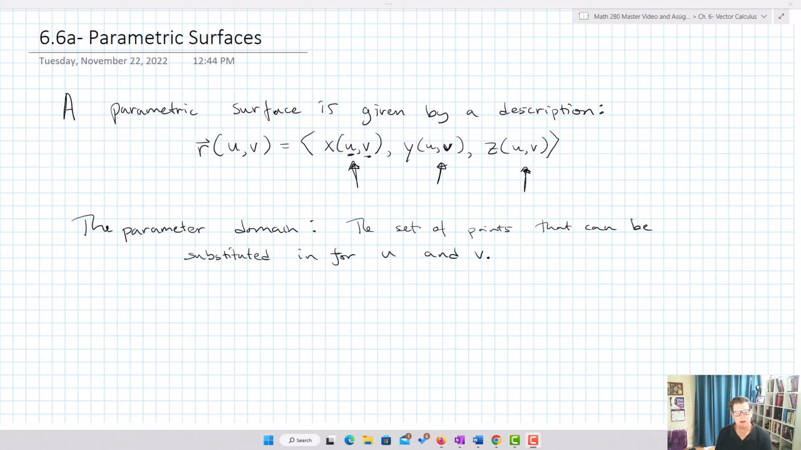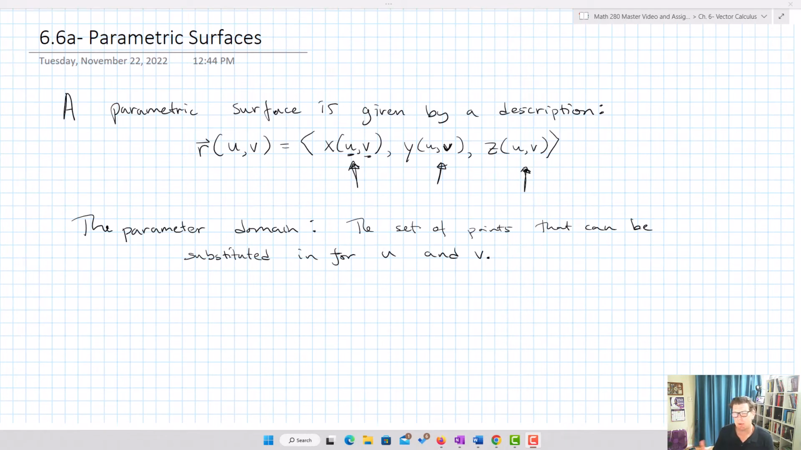The second part of the parametric surface is the parameter domain, and that's the set of points that can be substituted in for u and v. We're going to define what those points are. In general, when we think about a domain, we think of all the possible points that we can plug into our equation that will actually give us an answer, not the ones that make it undefined.